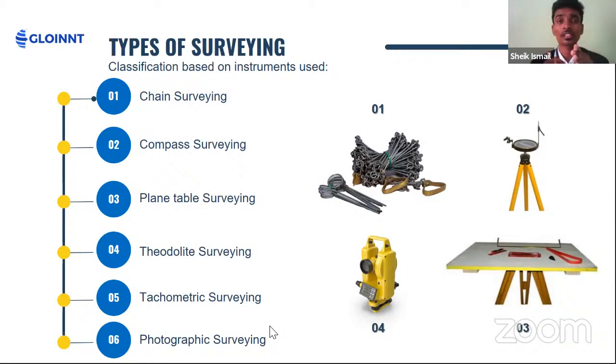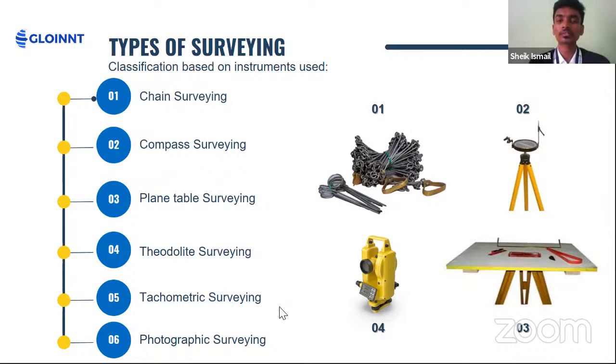Theodolite comes next after the chain, compass, and the plane table. It is built in with a telescope, which gives you the vertical and the horizontal distance. The horizontal distance will help you to understand the distance with the help of the angle between two points. The vertical distance will help you to find out the height of any building or any feature on the earth's surface. The tachymetric survey and the photographic survey are done in the same way.